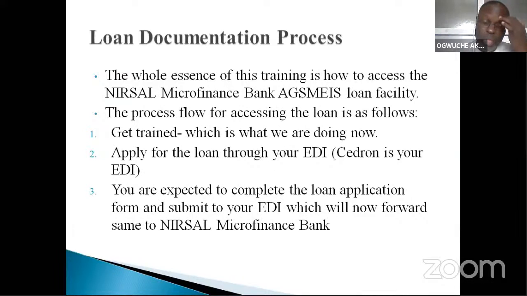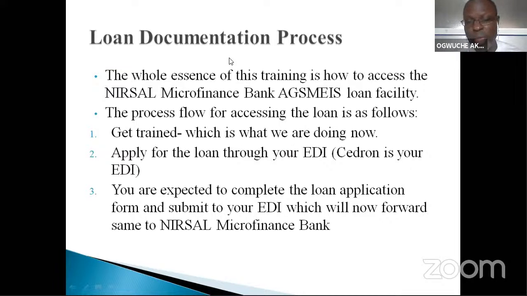When we started, most of you that called us to find out about this loan scheme always asked the question, what are the things that we need to do? I would say there are two mandatory things which the bank expects you to do. One is training, getting trained. Two is development of a business plan. So you'll be expected to develop a business plan. So that is the process flow. Get trained, which is what we're doing now.